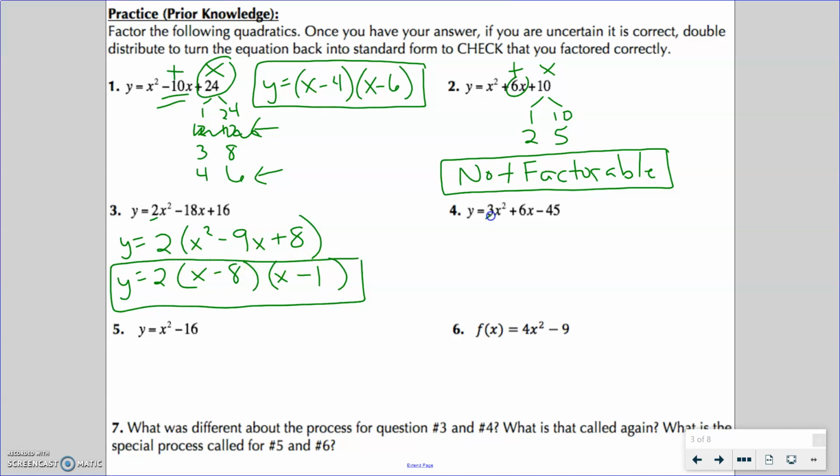Same thing with number 4. Notice the 3 in the front. So we can't just say what two numbers multiply to give me 45 and add to give me 6. It doesn't work. But if I can take the 3 out of everything, which in this case I can, that could help.